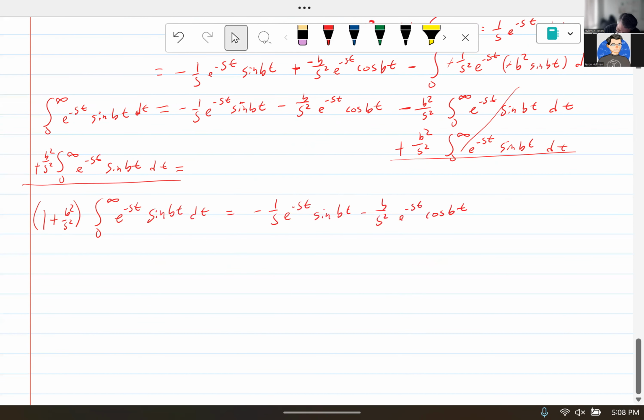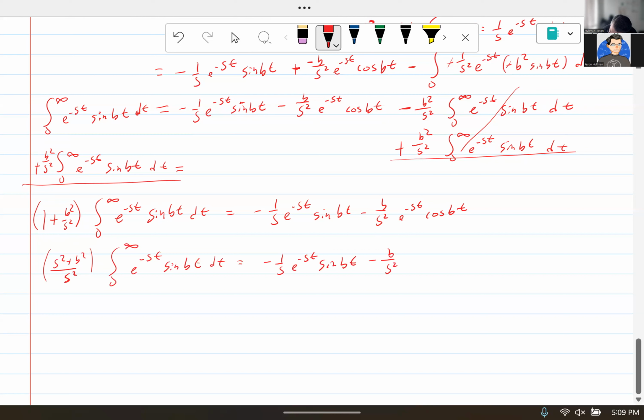Okay, let's find a common denominator here. We're going to end up with s squared over s squared, which is just s squared plus b squared over s squared, times this guy, the integral from 0 to infinity of e to the negative st sine bt dt, is equal to negative 1 over s e to the negative st sine bt minus b over s squared e to the negative st cosine bt.